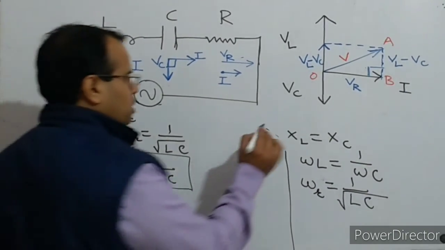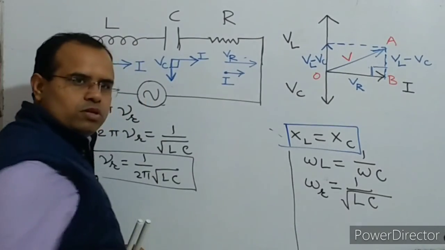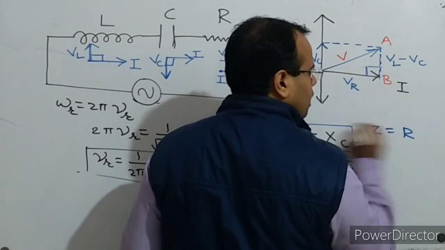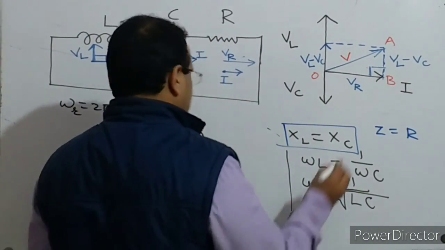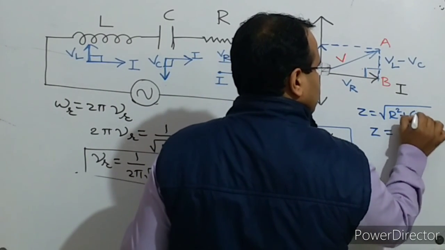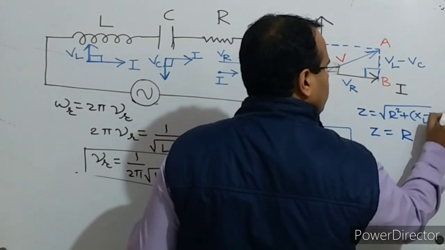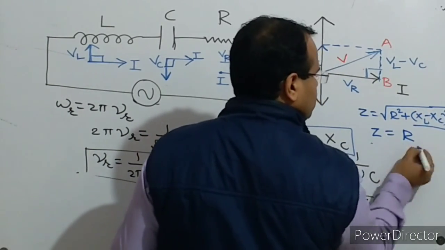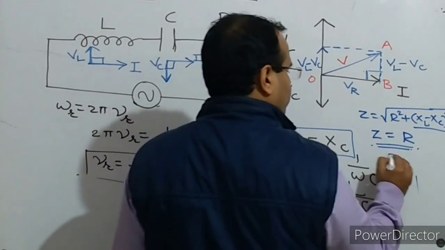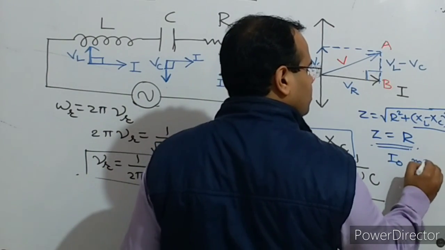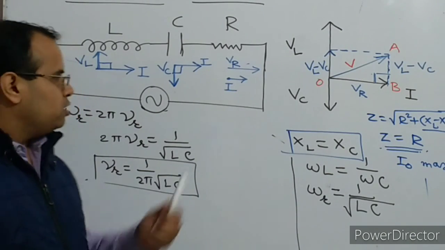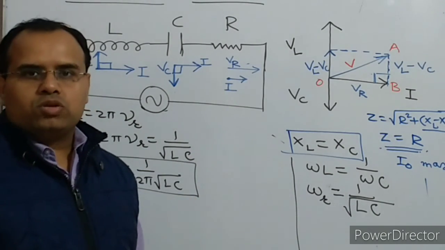When resonance frequency is achieved, XL is equal to XC, and in that case Z is equal to capital R, because the expression for Z was under the root R square plus (XL minus XC) whole square. Now if they are equal, Z is equal to capital R, and if Z is equal to capital R, the current I naught would be maximum. So this is the series LCR circuit and the expression for the resonance frequency.